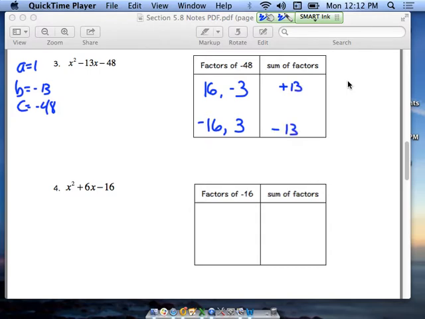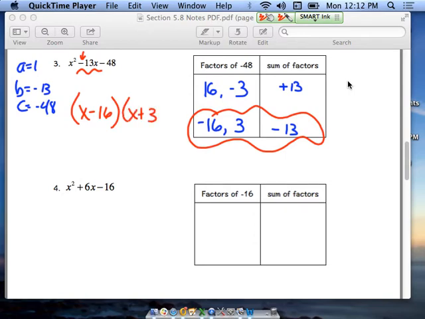So I go back to my problem, and I see that my middle term is negative 13. So that leads me to negative 16, positive 3, and my factors are x minus 16 times x plus 3. And as always, mentally check to make sure that you've gotten the right answer.